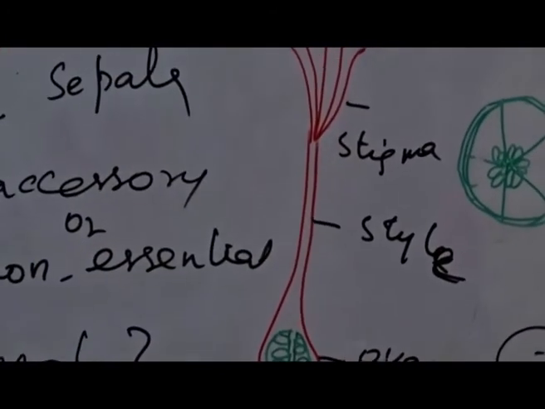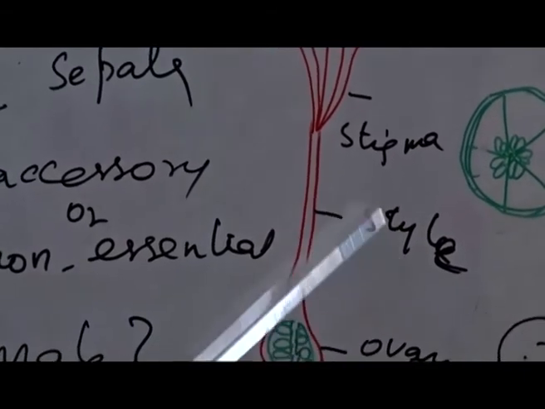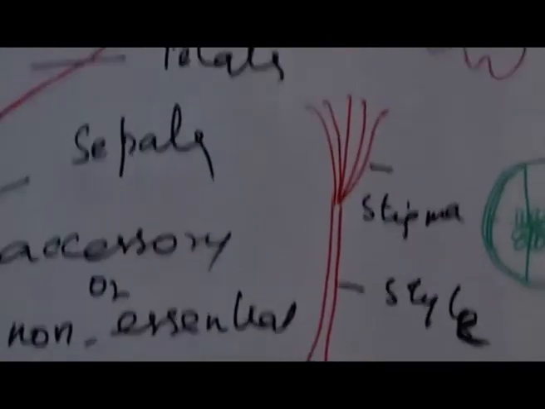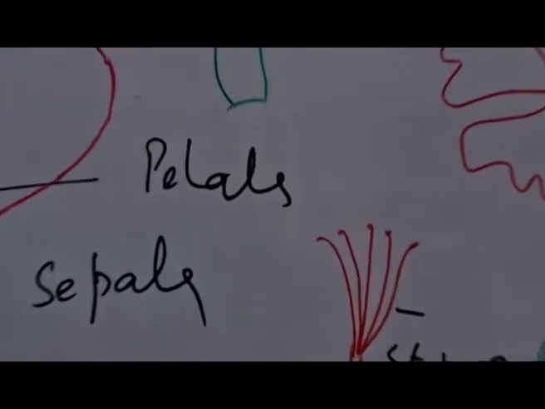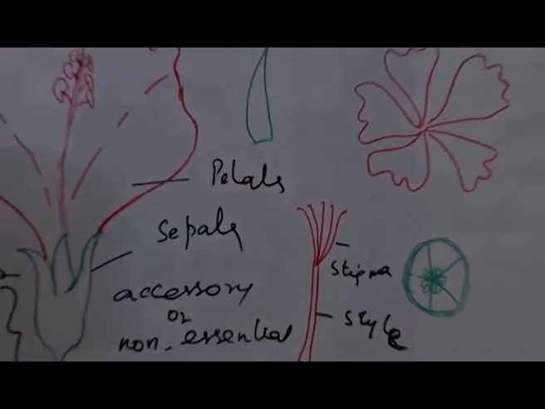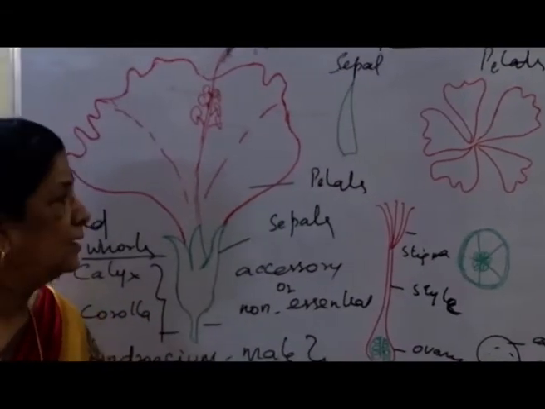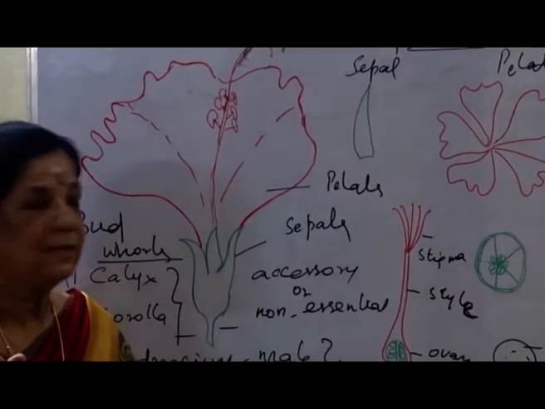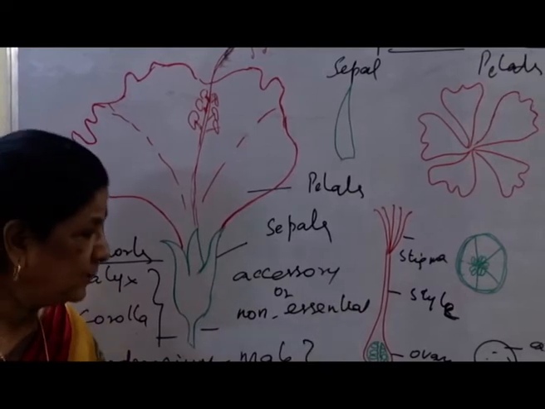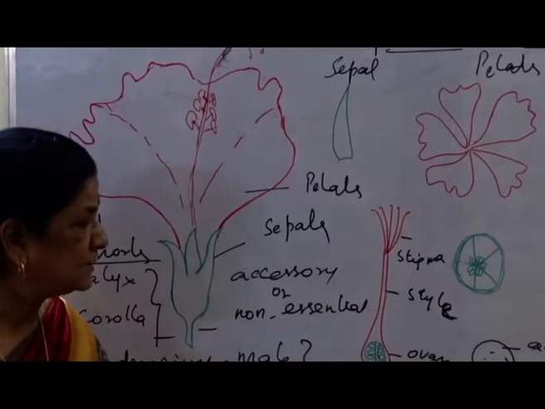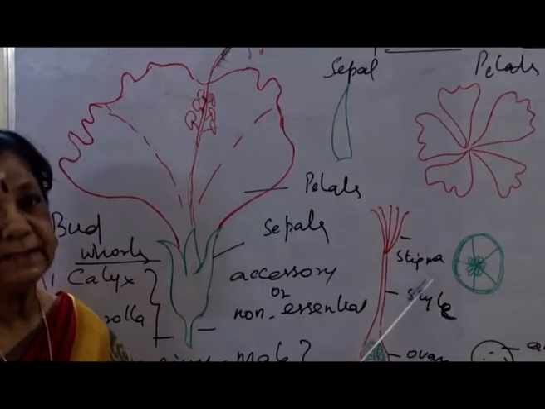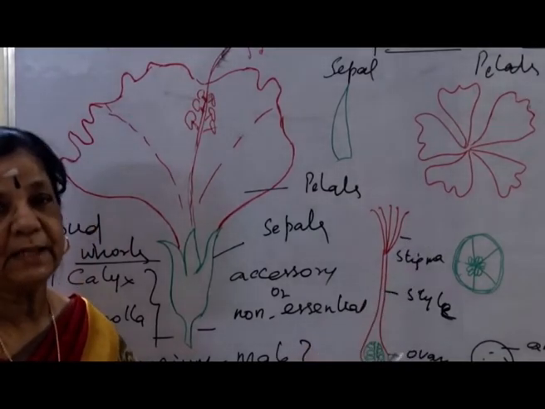Basal swollen ovary, a long style ending in stigma. In hibiscus alone, in Chembati, the stigma will be 5 in number. In a medium flower only one stigma will be present. I hope you are able to follow. So the female part of the flower: basal swollen ovary, a long style ending in 5 stigmatic branches.